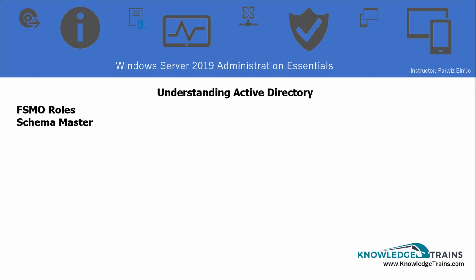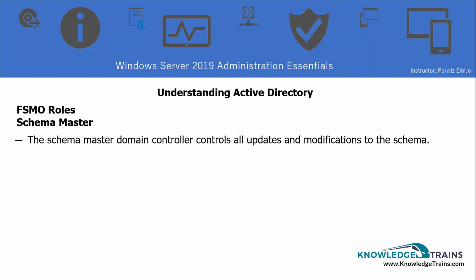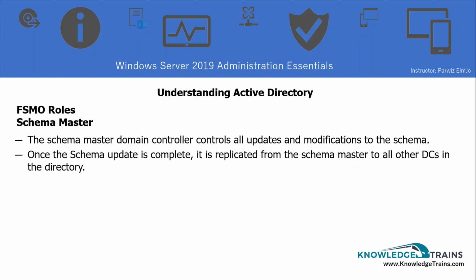Alright, so the very first one is Schema Master, and Schema Master is a domain controller that controls all of your updates and modifications to the schema. And then once the schema update is completed, it replicates the schema to all other domain controllers in the directory. So any changes that you make, it replicates those changes to other domain controllers in the domain, and other domains.